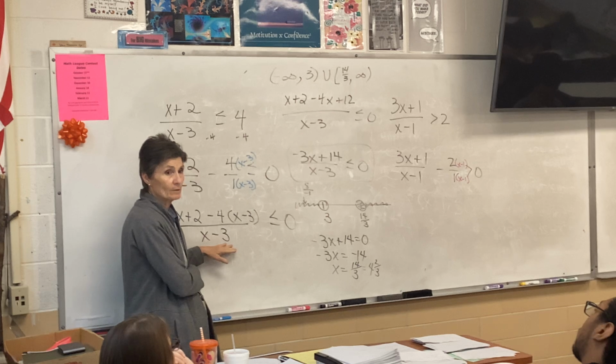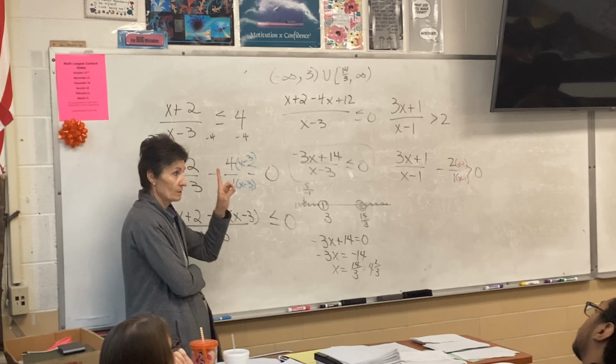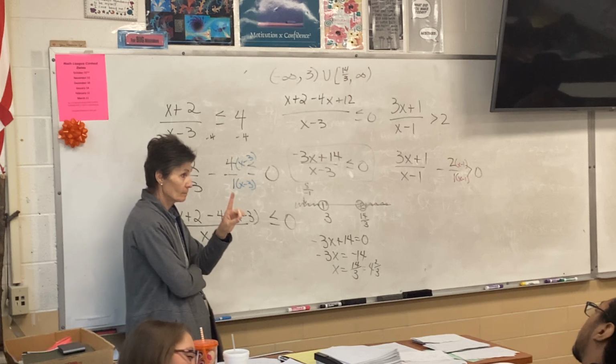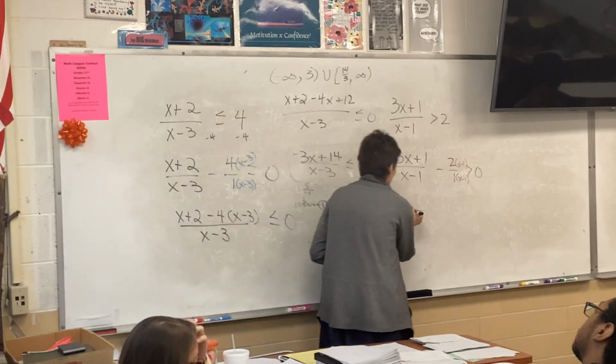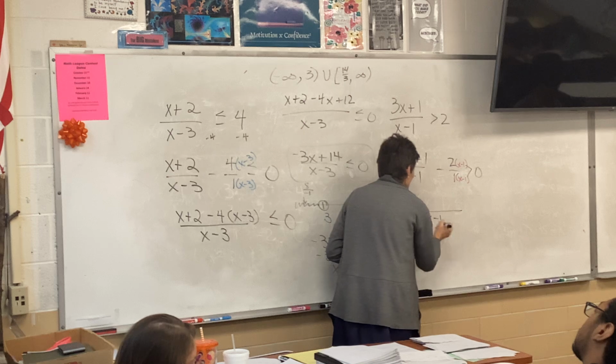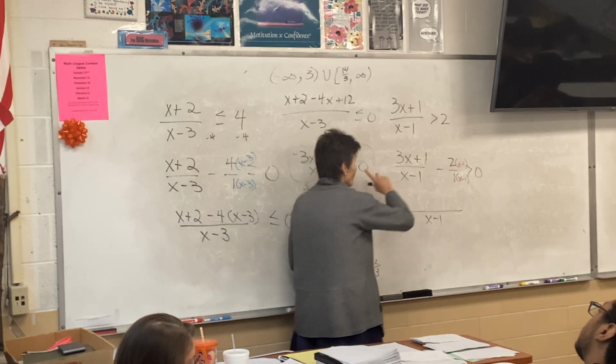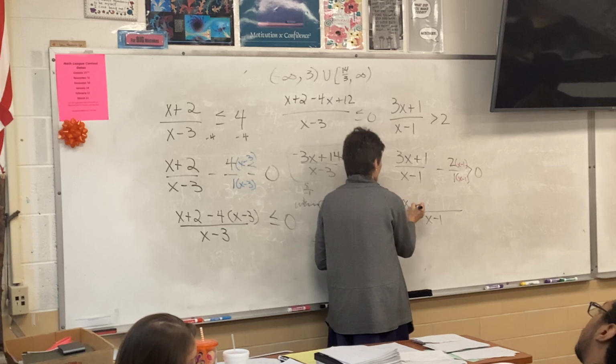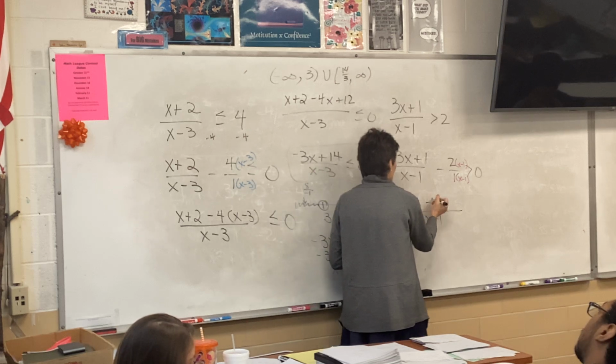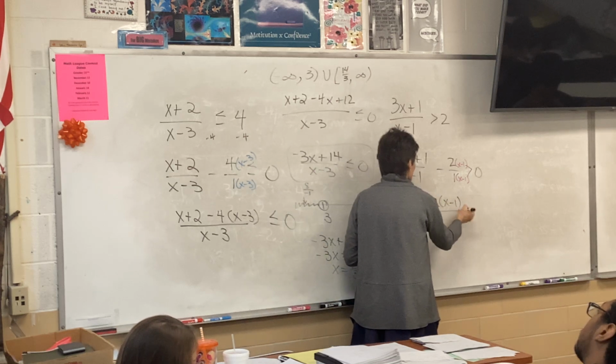Then what did we do? We wrote one fraction. And the denominator of the fraction is x minus 1. That's your common denominator. And then you have all of that on the top. So 3x plus 1 minus 2, x minus 1.